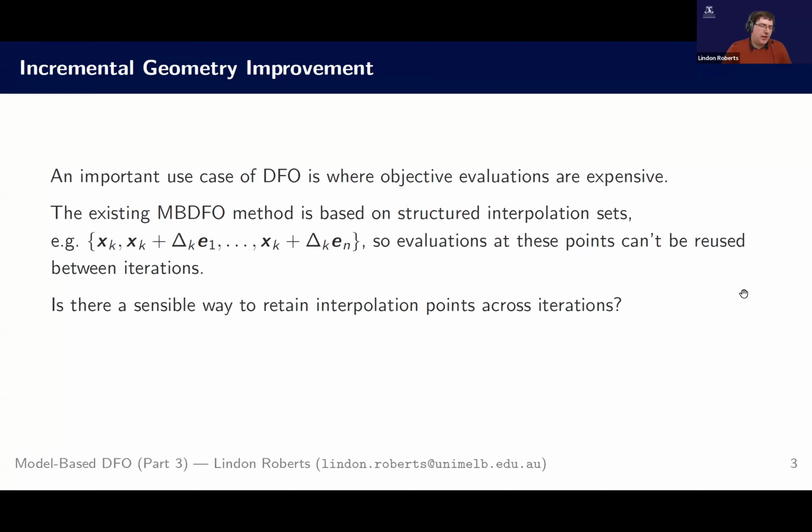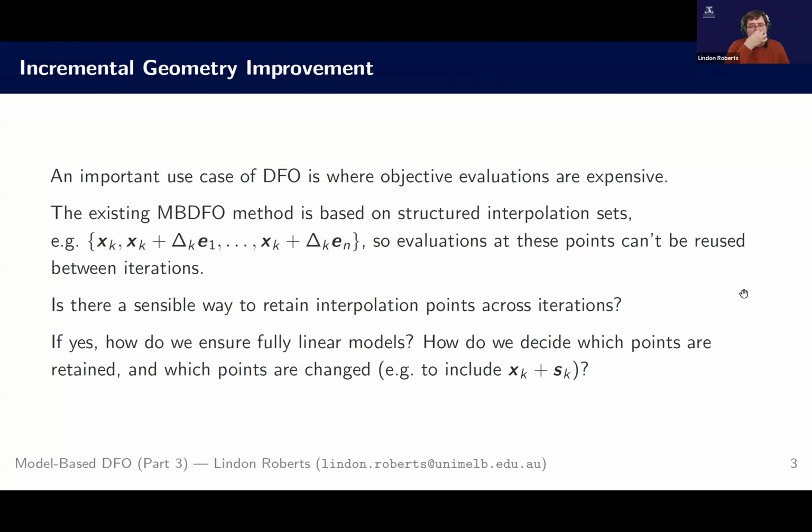So what I want to talk about now is how can we retain interpolation points across iterations? How can we recycle information in a practical way to cut down the amount of evaluations that we use? The natural question that comes up once we do that is, how do we ensure our model is sufficiently accurate? How do we ensure it's fully linear? And if we're doing this process of adding and removing points, how do we decide which points we're going to keep and which points we're going to change?